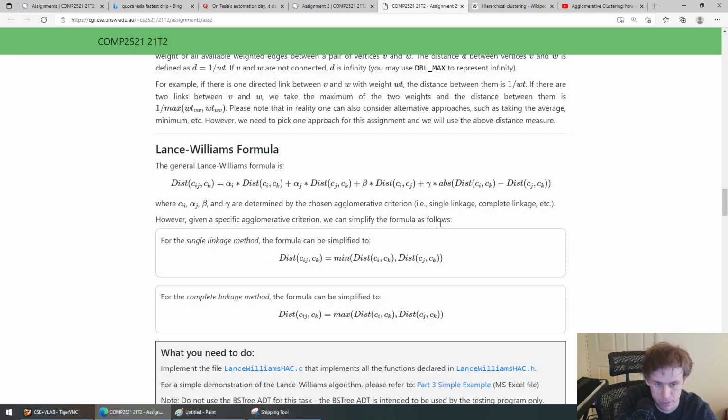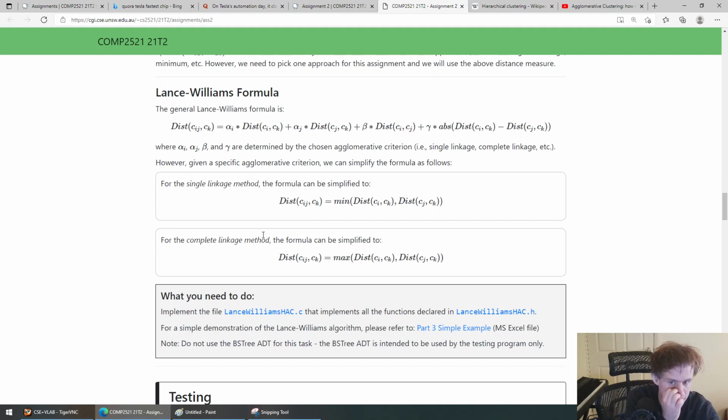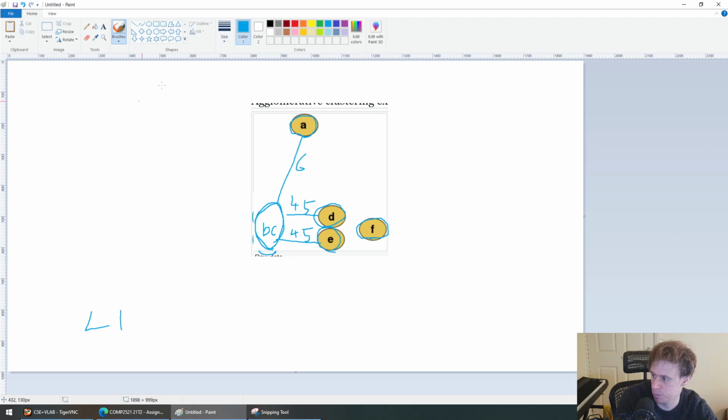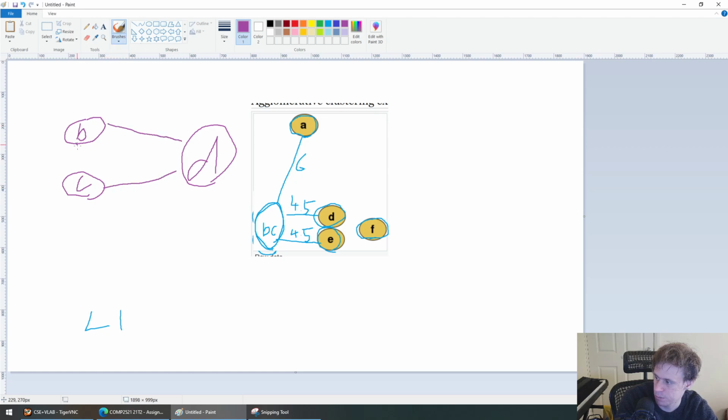However, given a specific, we can simplify. Without getting into it, the Lance-Williams formula says the following, and I'll try to draw this out separately over here. If I have a node over here which is B, and a node over here which is C, and then something here which is D. Previously, you might have had edges between these like 2, 4, and 5.